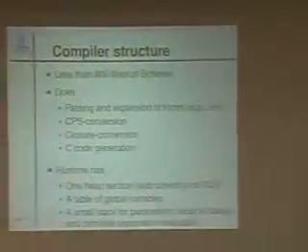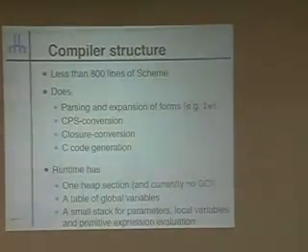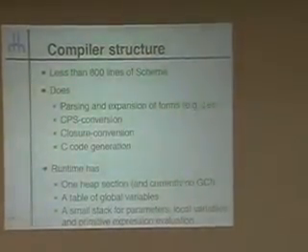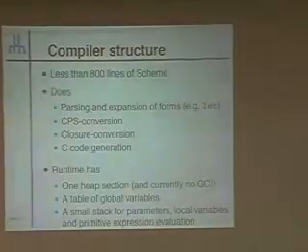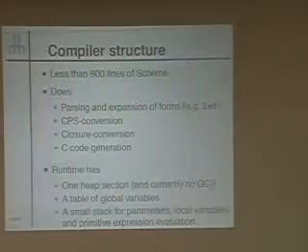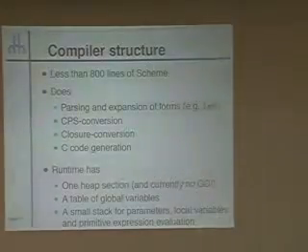So here's what the compiler looks like. It's about 800 lines of Scheme. It has basically 4 major steps. It parses the source code and expands syntactic forms like let, and so on. Then it does CPS conversion. Then it does closure conversion. And finally C code generation from the result.